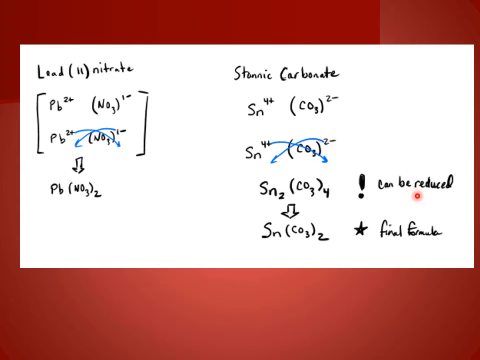But this one can be reduced. Notice the 2 and the 4 coming from crisscrossing can be reduced to lower terms. So I divided them both by 2, and this is my final formula, Sn(CO3)2. I still have to have the parentheses because there's a 2 applying to the carbonate. But basically, a 2 to 4 ratio is the same thing as a 1 to 2 ratio. And we always want to represent these formula unit ratios in their lowest terms. Okay, let's move on to the last handwritten example.